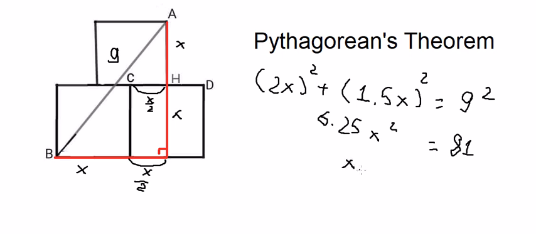So you get s squared equals 81 divided by 6.25. You get 12.96. We put the square root on both sides and we just accept the positive number, and you get 3.6.